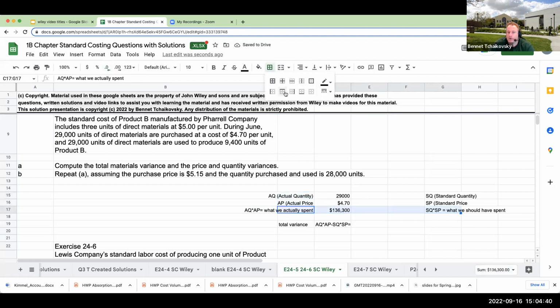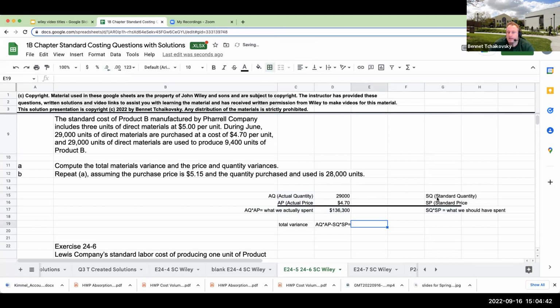So what I want to do is compare this. Well, how much should I have spent? If I actually spent 136.3, how much should I have spent for this production run? As I look at this, it says that we produced 9,400 units of product B, but for every unit, I need to use 3 units of direct materials.